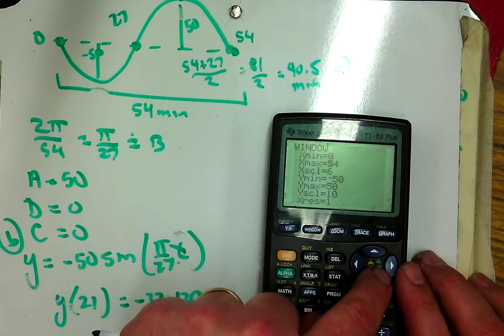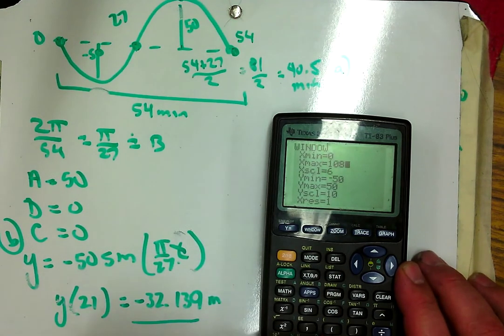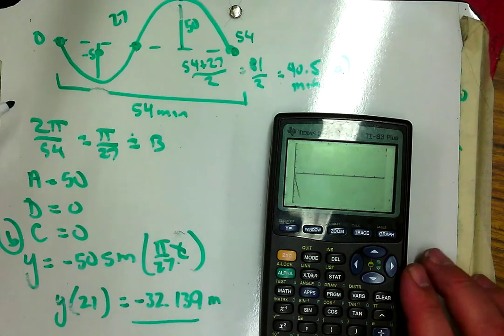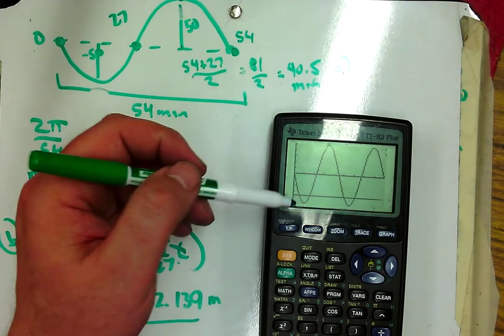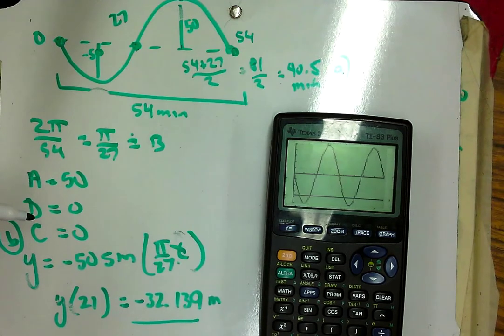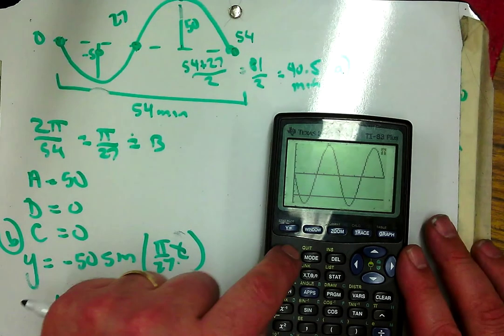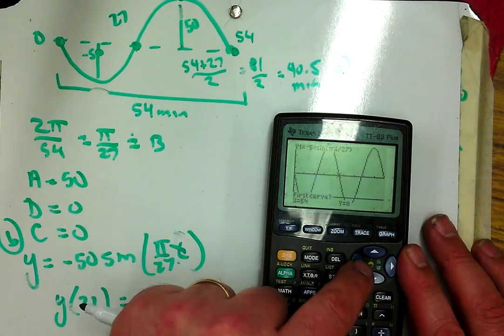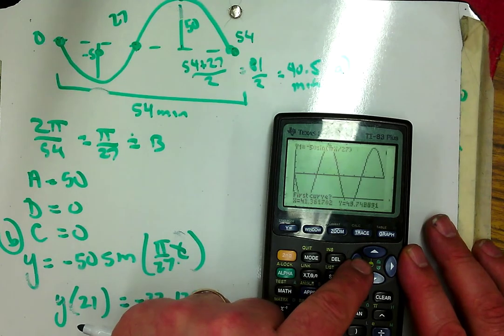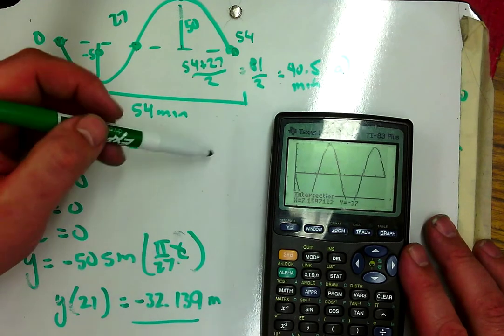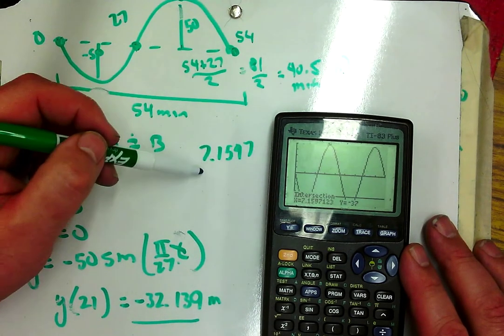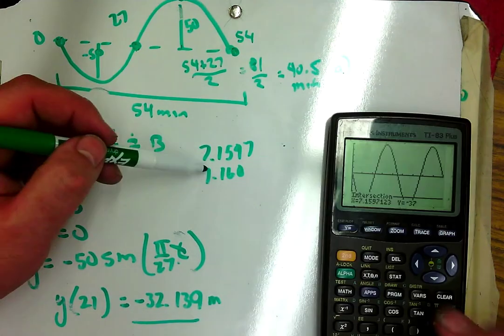So let's change this viewing window. Instead of stopping with 1 period, why don't we go 2 periods? 108 in steps of 12. And we're looking for the first 1, 2, 3 points of intersection. So I'm just going to do second, calculate, intersect. I'm going to bring my calculator cursor to the left side of that point of intersection. Hit enter, hit enter, hit enter. And I get that the first time is 7.1597 or 7.160.